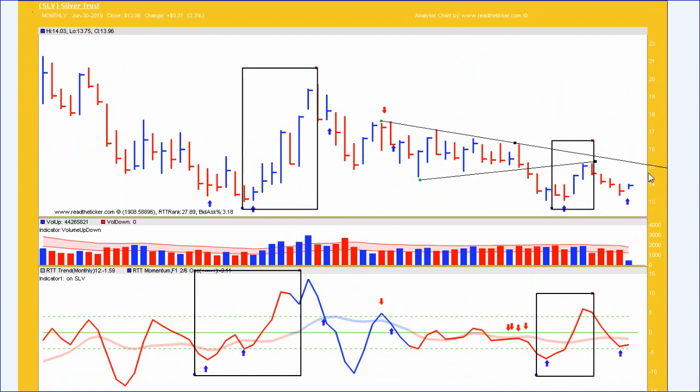If you want to catch those big moves, if you're going to catch a big move, you need a big hook. And the RTT momentum just helps to highlight chart action.